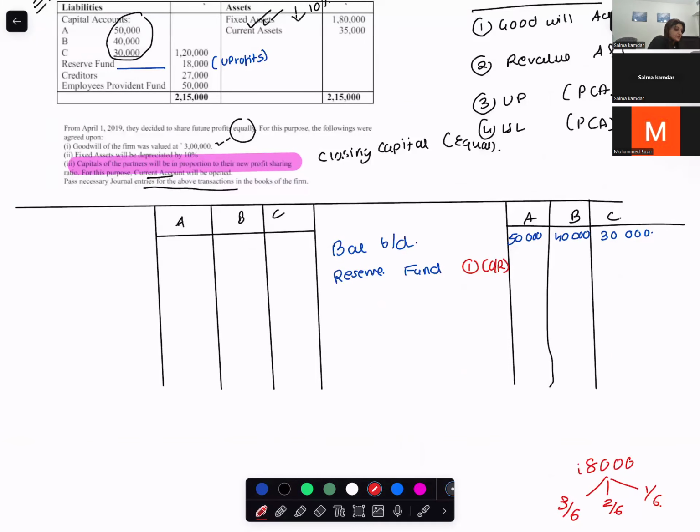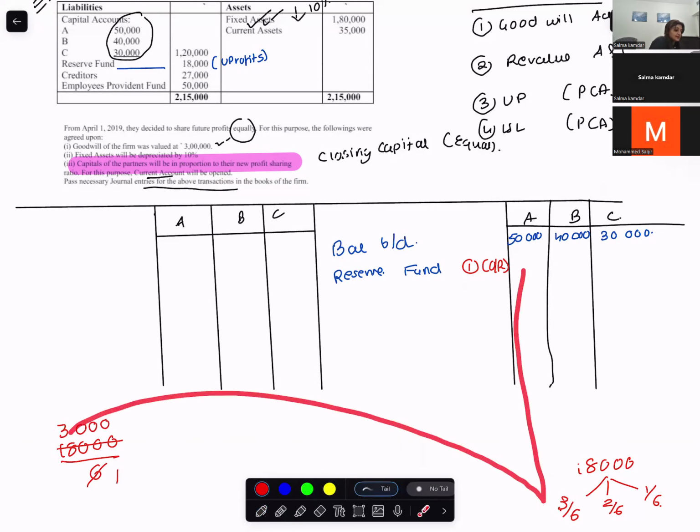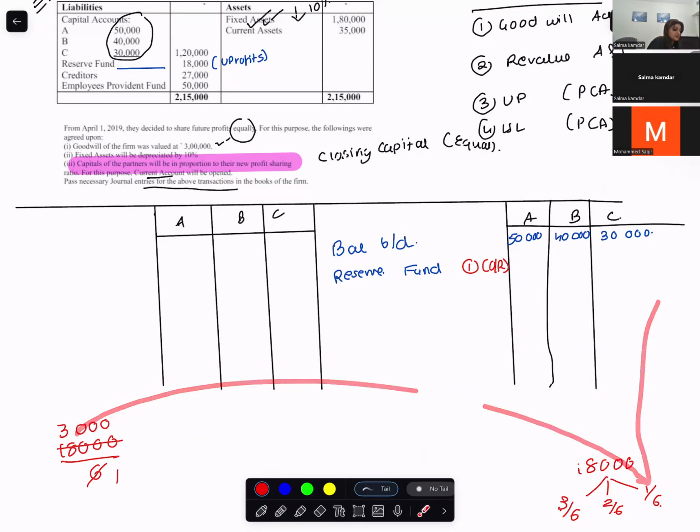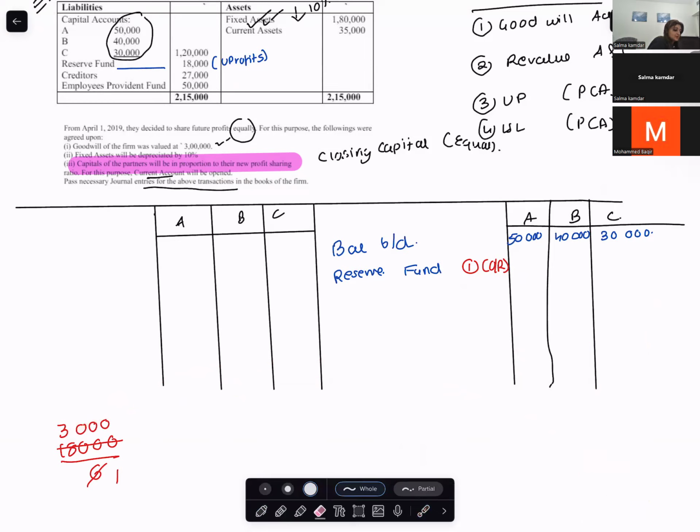Yes, ma'am. 18,000 divided by 6 is how much? 3,000. Now 3,000 into 3 will go 9,000 to A. 3,000 into 2, 6,000, will go to B, and 3,000 will go to C. So it will become 9,000, 6,000 and 3,000. Are you with me?